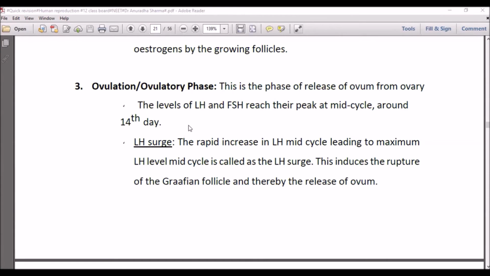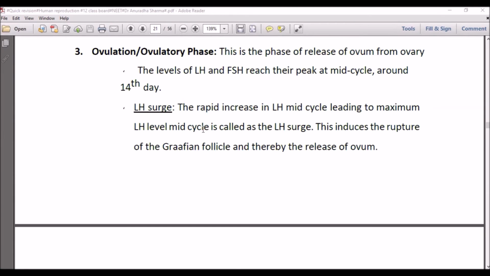And this is the time period where the maximum chances of fertilization. Now, what is this LH surge? The rapid increase in the LH in the mid-cycle leads to the maximum LH level, and it is known as LH surge.